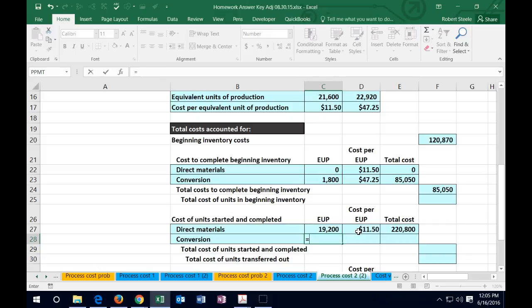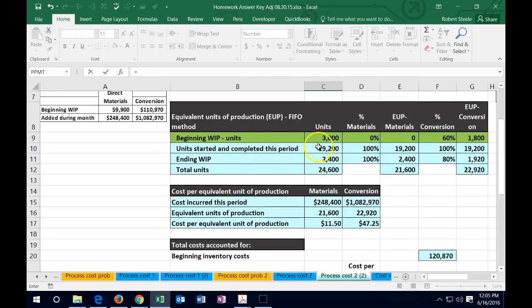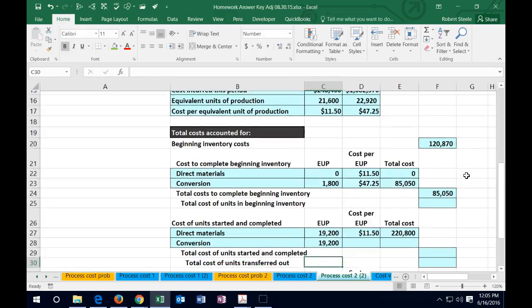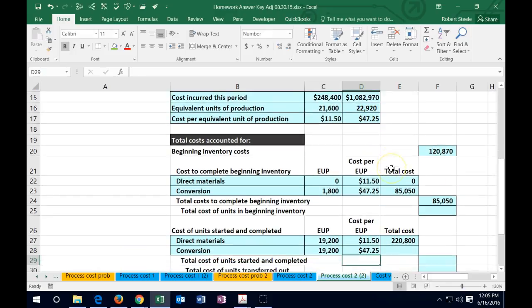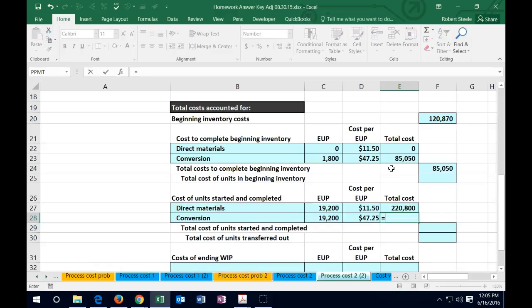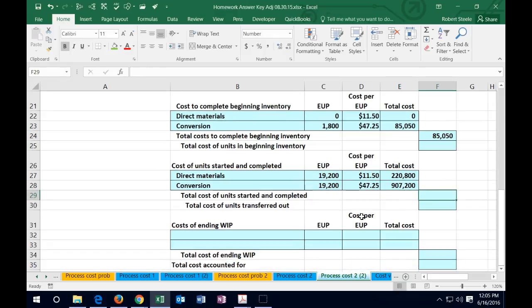Conversion, same thing. We're going to say this equals, we're going to go to our units table. So we're on the conversion here, 19,200, because they all started and completed, same number because they were started and completed. And then the cost per unit, the 47.25. If we multiply that out, we get the 19,200 times the conversion per equivalent unit, and that gives us the 907,200. Let's sum that up, the cost of units started and completed being the sum of these here.